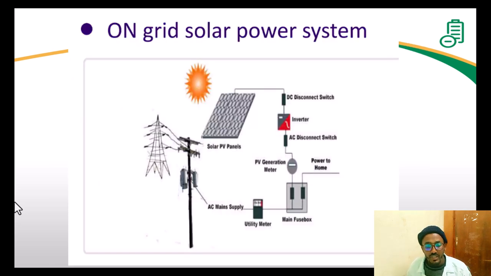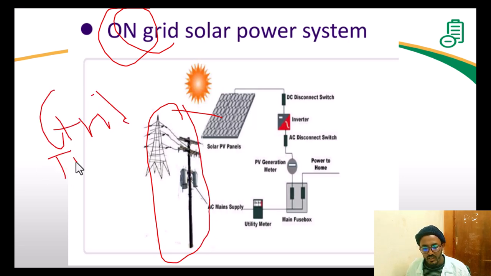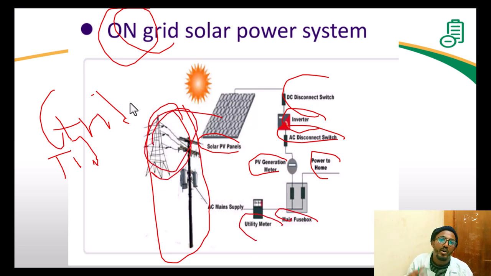So the first one is on-grid solar power system. We just said on-grid because it's grid tied. So you can see this is grid, right? So this is what? Grid tied. So we don't have solar PV panels here, and then we don't have DC disconnect switch. We don't have inverter, as I said before. We have AC disconnect switch. So PV generation meter, power to home, main fuse box, utility meter. This, as you can see, is attached to grid, so we call it on grid.